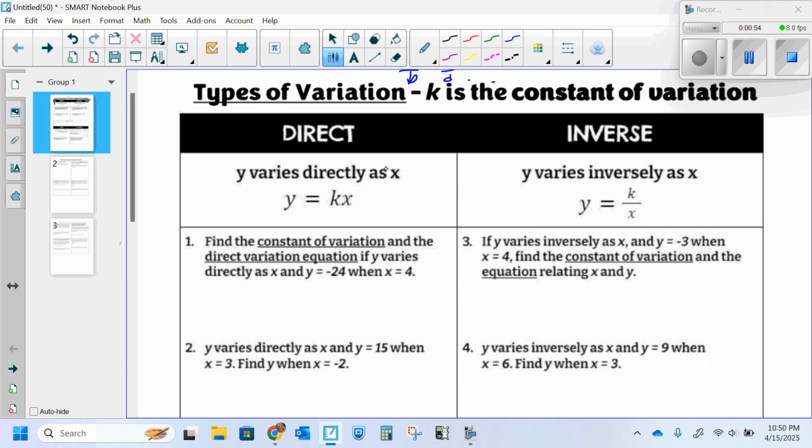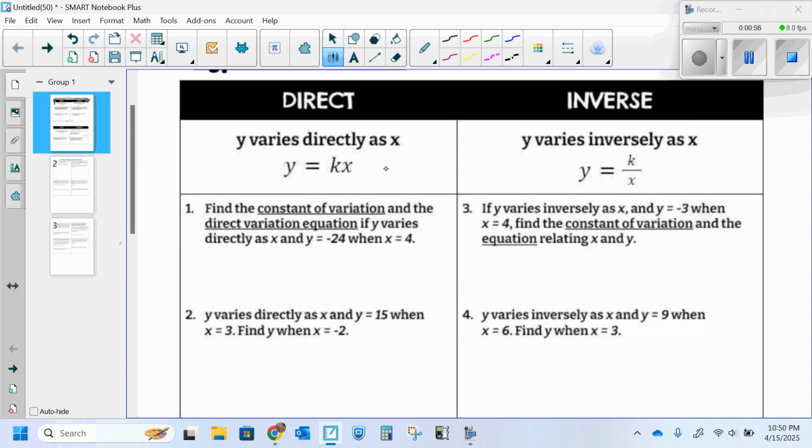Direct variation is where two variables are related to one another by some constant k. If you look at this equation, it looks a lot like our slope-intercept form, y equals mx plus b, except this is going to be plus 0 because it's going to go through the origin. As x increases, y increases. As x decreases, y decreases.